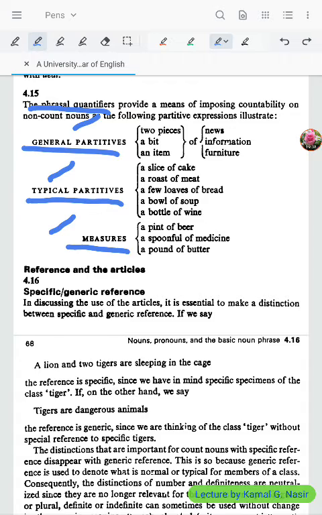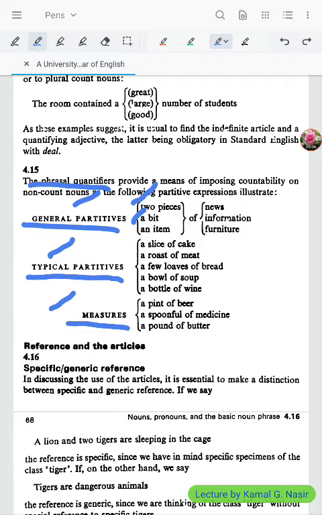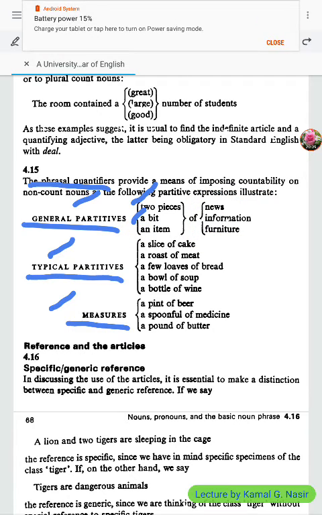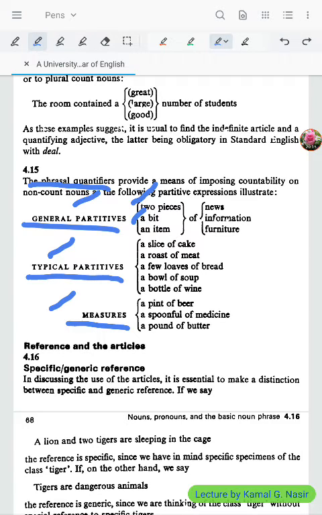So, for example, in general partitive, you say two pieces of news, a bit of news, or an item of information, or an item of furniture. In most of these cases, these nouns are non-countable. When you add a partitive quantifier, they become like the countable. So you give a type of news, two pieces.